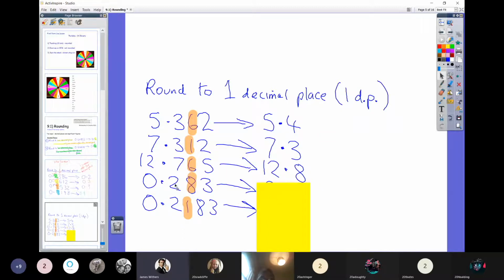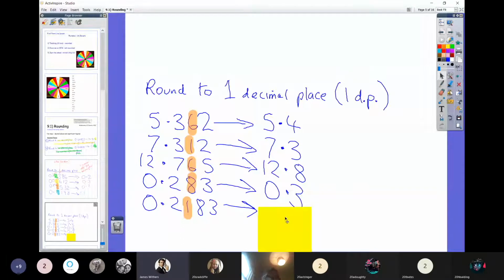Okay, the next one, 0.283. Do we round that 2 up to a 3? Yes, we do, because of the 8. So that would be 0.3. And that final one, 0.2183, have a think. What's the final answer going to be? Well, that 1 isn't a 5 or above, so we stick with 0.2.